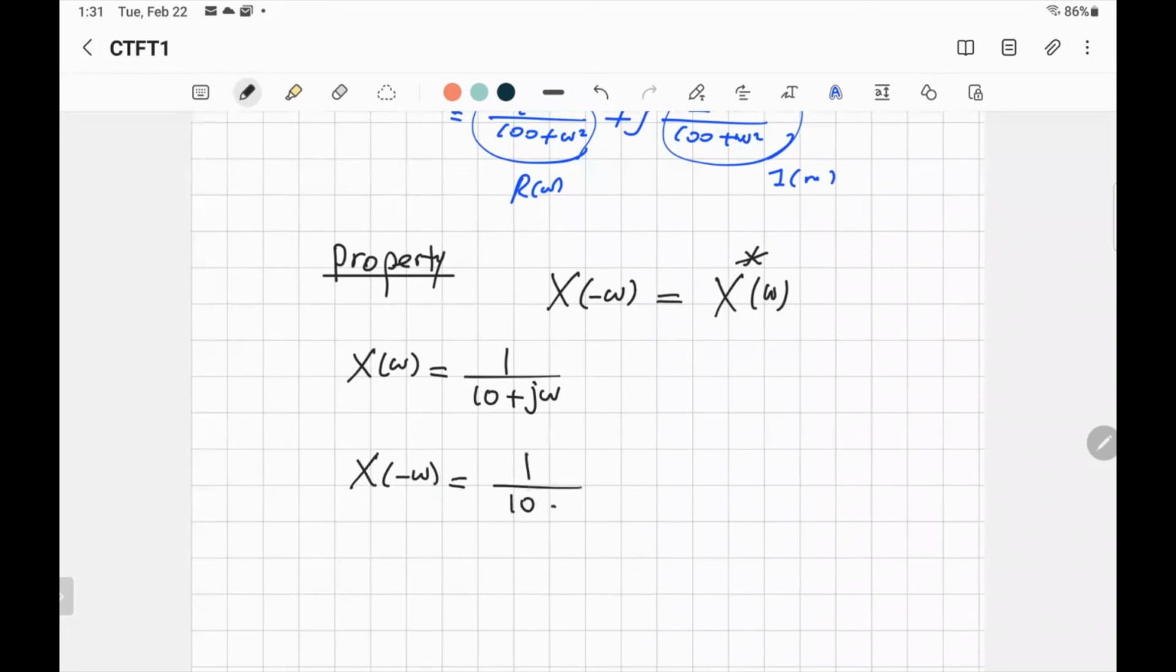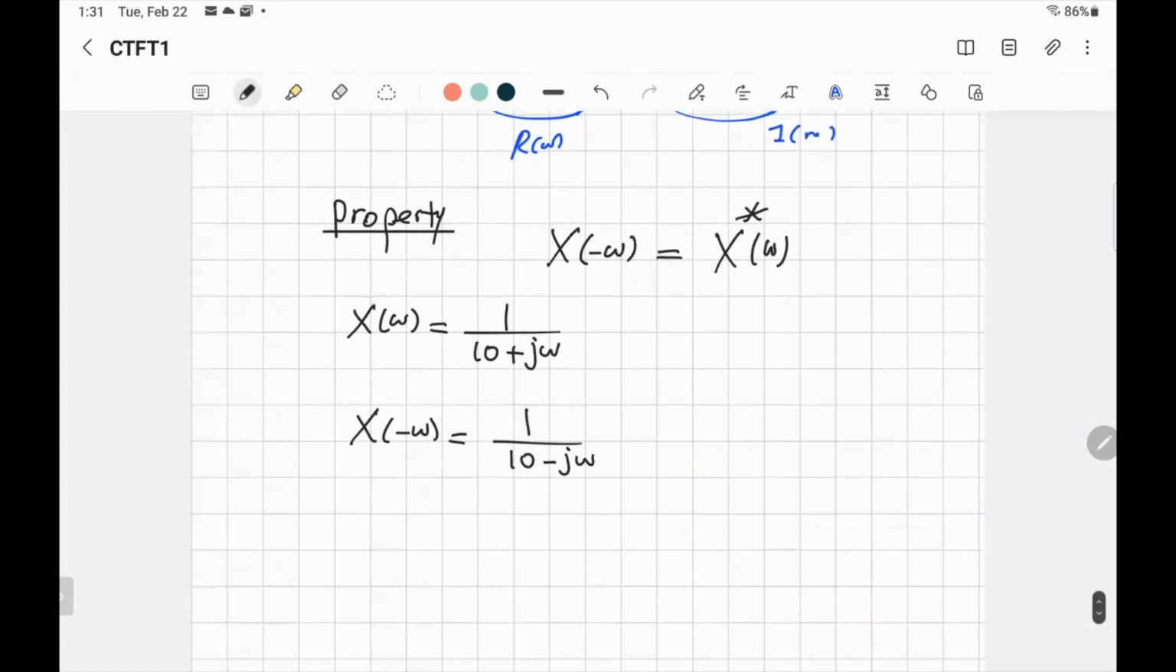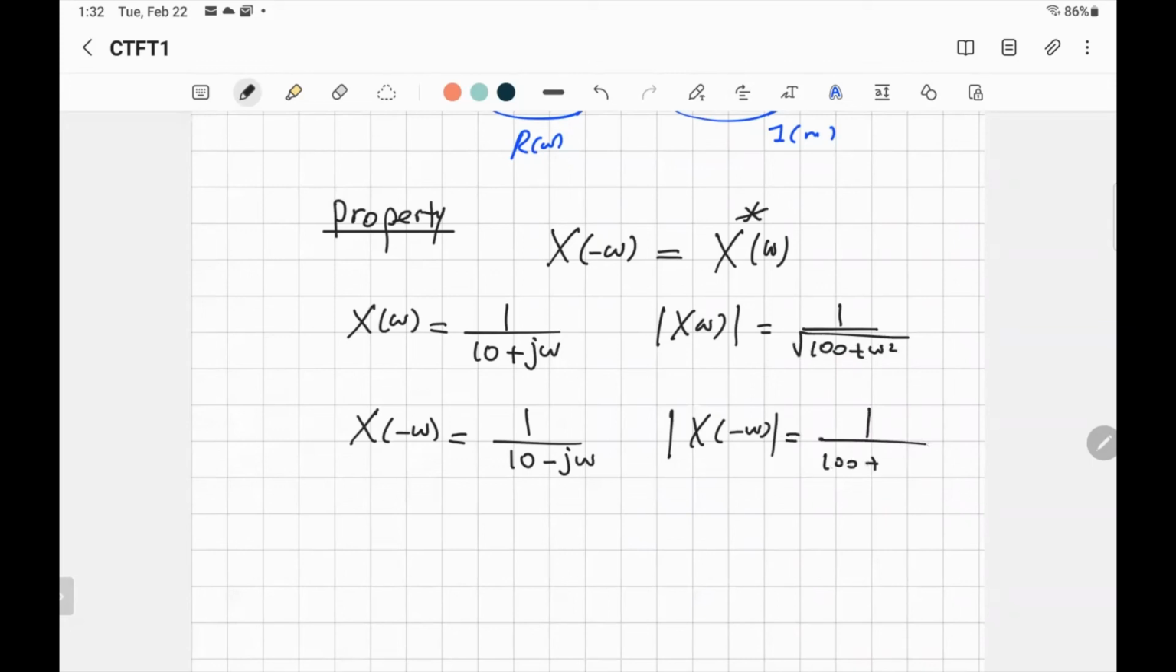The conjugate would be 1 over 10 minus j omega. What does conjugate mean? Keep the real part as it is, change the sign of the imaginary part. So that will be the conjugate. Observe that the amplitude of this one and this one are the same. Why? How do you find the amplitude of X of omega? I'd say 1 over the square root of 100 plus omega squared. And for this one, 100, and when you square minus omega times minus omega, you get positive omega squared. So the amplitude of X of omega is equal to the amplitude of X of minus omega.